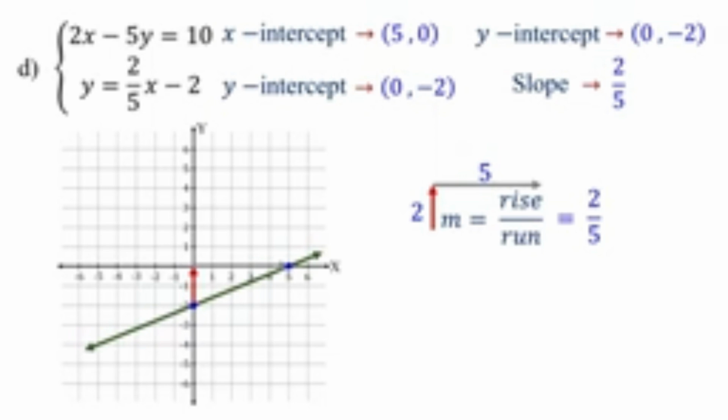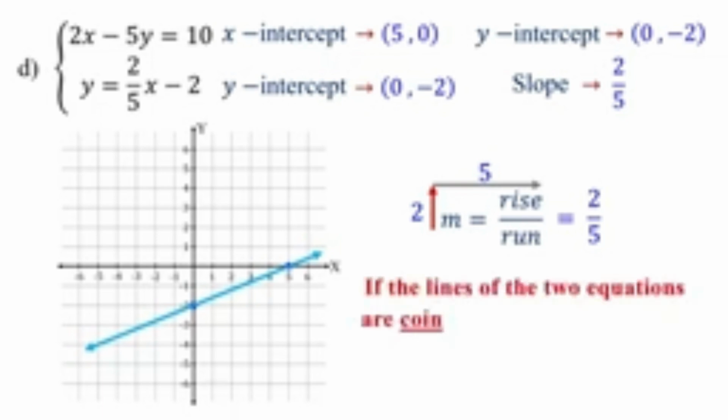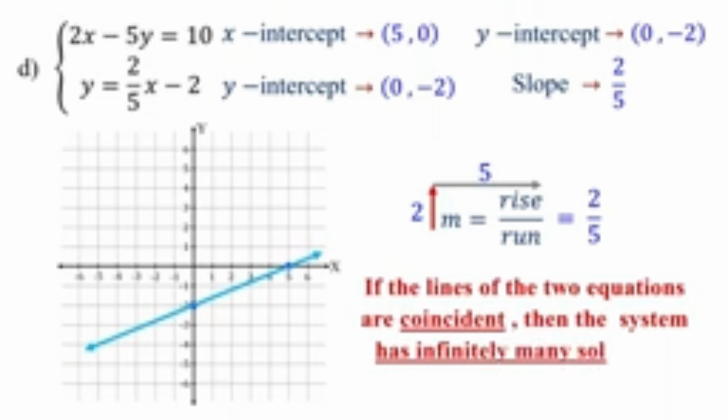You have likely noticed that both points lie on the line of the first equation. When you connect these points with a straight line, it perfectly aligns with the first line. So, the line of the first equation and the line of the second equation are the same. They coincide perfectly. If the lines of the two equations are coincident, then the system has infinitely many solutions. This means that any point on the lines satisfies both equations.